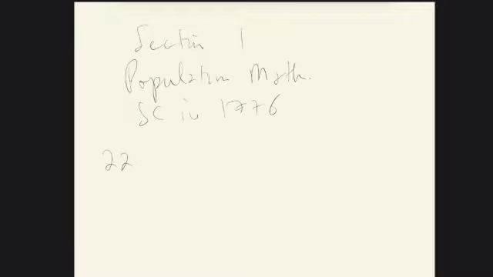In section 1, we are going to cover population math. Okay? As always, let's look at who is where and how many. So, South Carolina in 1776 had a population of roughly 220,000 people, of which 120,000 were white and 100,000 were black.